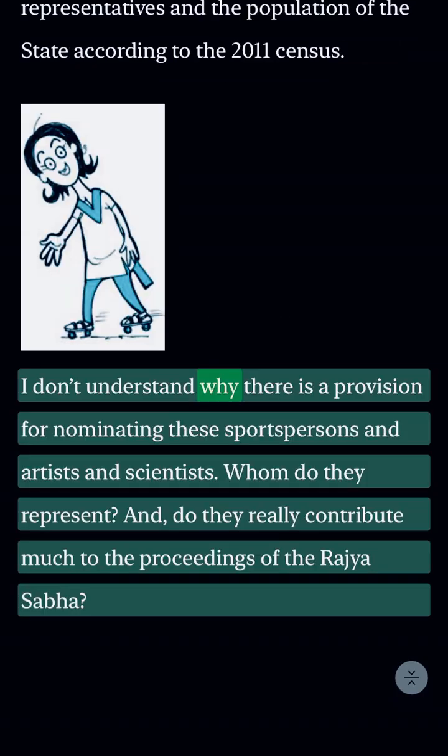I don't understand why there is a provision for nominating these sports persons and artists and scientists. Whom do they represent? And do they really contribute much to the proceedings of the Rajya Sabha?